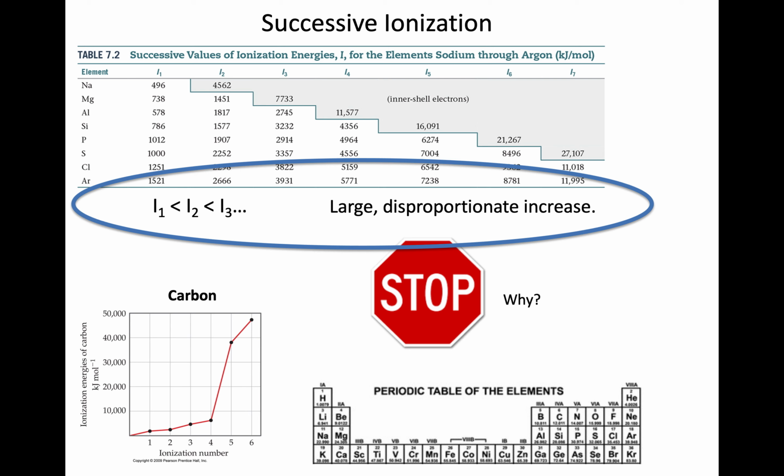What would be your explanation for both? Why does the ionization energy increase as I go from the first to the second to the third? And why is there a large disproportionate increase at certain points?